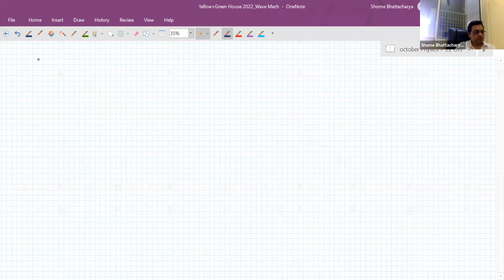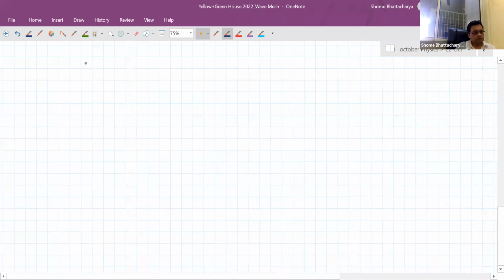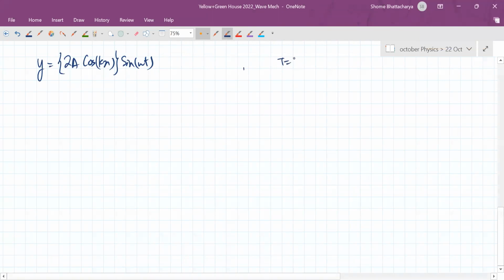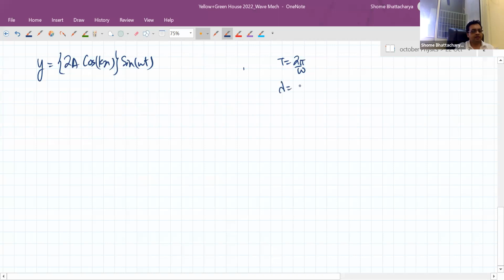So in this equation, we write this in brackets to understand that this is the amplitude part and this is the time varying harmonic part. Obviously the time period for the harmonic motion is 2 pi by omega, and the wavelength for the kx part is 2 pi by k.